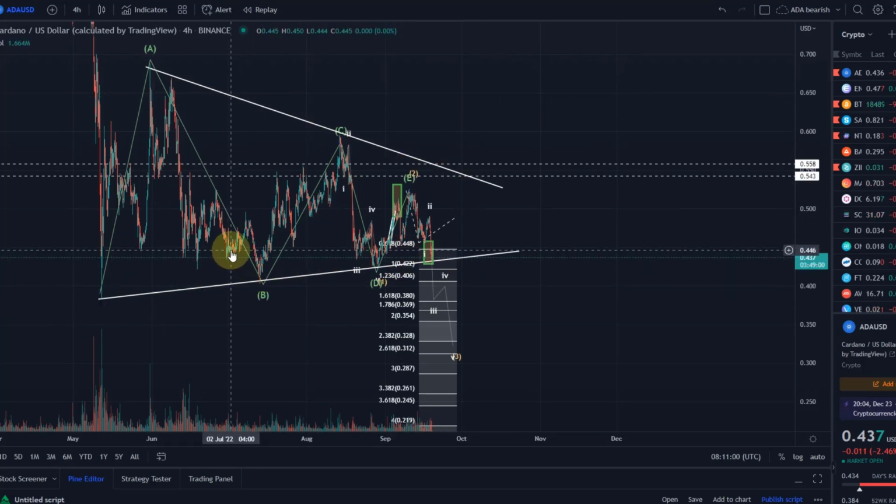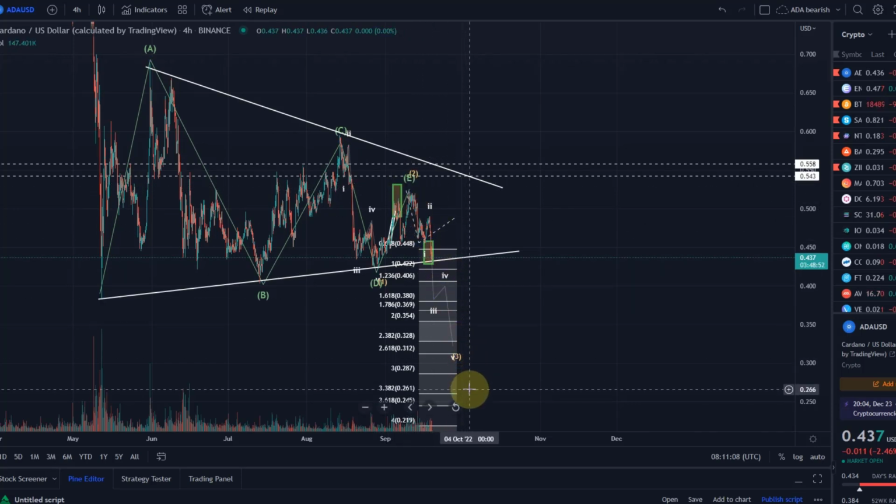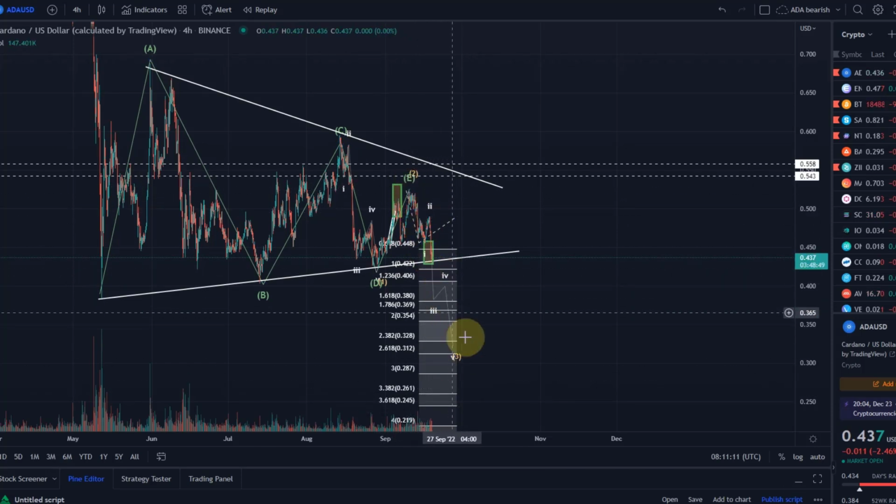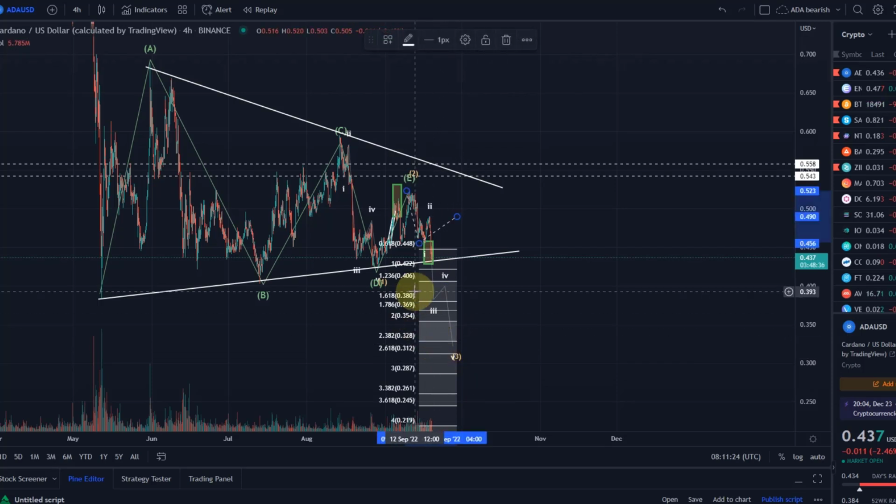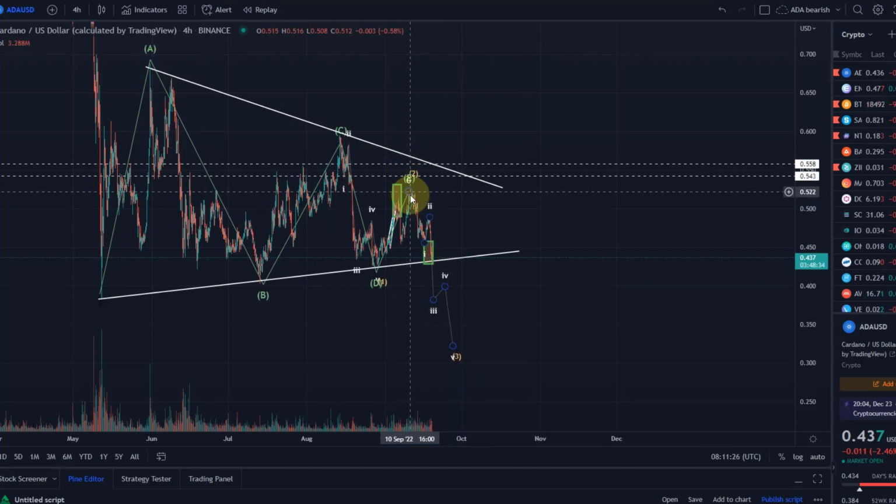As I said in previous videos, we can count the entire move from the low in May as an Elliott wave triangle, A, B, C, D, E. And we're now coming down in a wave 1, which might only be the first wave of a 5-wave move, or this already is the 5-wave move that will take us to 30 cents roughly. We don't know that yet, but if we have the triangle count, we've just started an impulse to the downside.